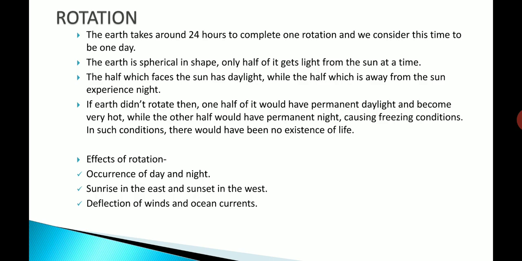What will happen if the Earth didn't rotate? The one half which is experiencing the sunlight will always have day and become very hot, and the other half, which does not face the sunlight, will have night and will cause freezing or cold conditions. In such conditions, there will be no existence of life. It means no life can exist if the Earth doesn't rotate.